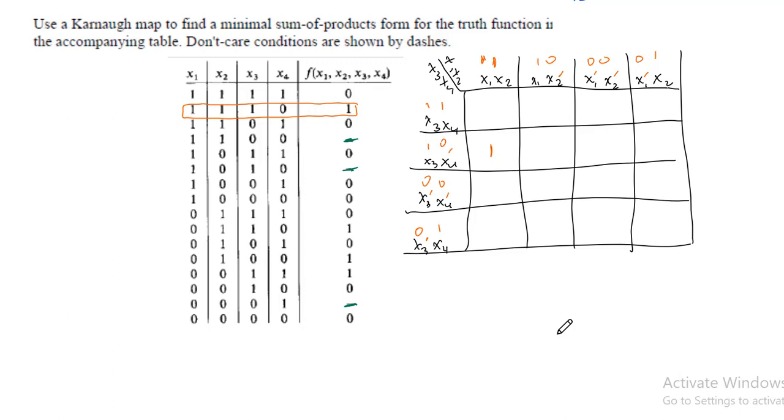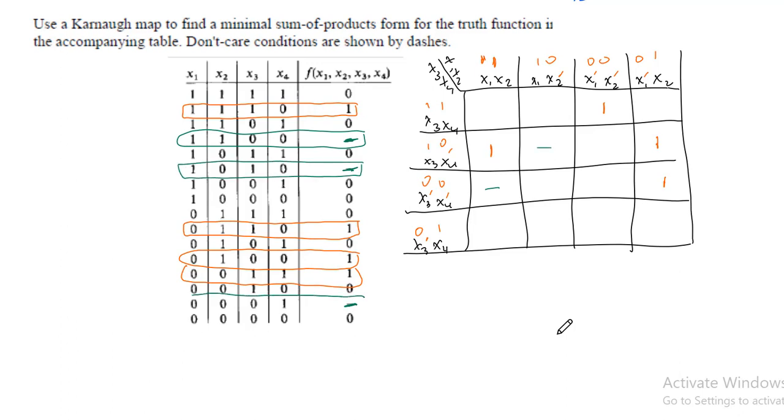And the next one is this one, which is 0, 1, 1, 0. Right here, we have another one, 0, 1, 0, 0. The last one, 0, 0, 1, 1. And the don't care, we have 1, 1, 0, 0. And we have 1, 0, 1, 0. And the last one is 0, 0, 0, 1.